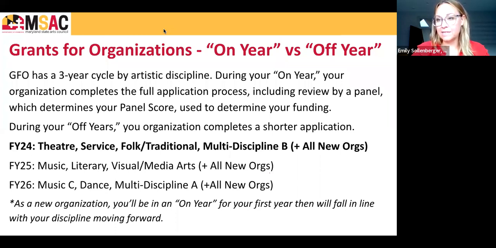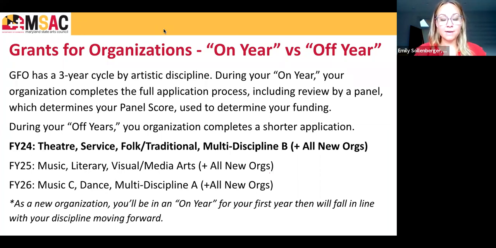And as a new organization, you'll complete an on-year, that full application and panel review as a new organization. So everybody who's accepted as a new organization will be in an on-year. And then if you're in an on-year by discipline, you will also go through the same panel review process as well. During the off years, there are 2 years in between in this 3-year cycle. The organization would complete a shorter application and not go through a panel review process. So the panel score essentially stays with an organization for 3 years.